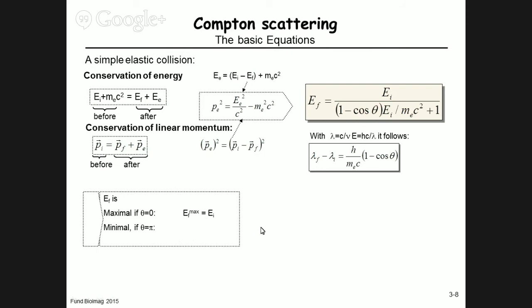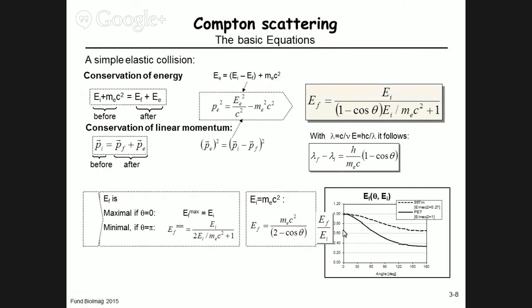That's backscattering of the photon, and in this case the minimum energy of the photon is given by this expression here. That's just putting cosine theta to pi in this expression. A particular case I want to bring up here is, what if the photon energy is exactly the rest energy of the electron, m_e c squared? We can look at it in this case, and then we get m_e c squared over 2 minus cosine theta.